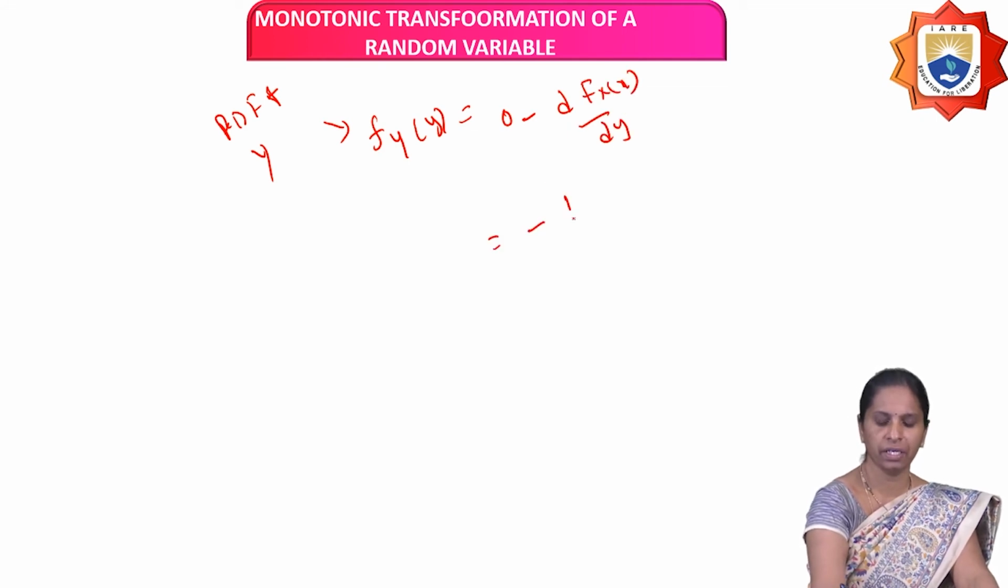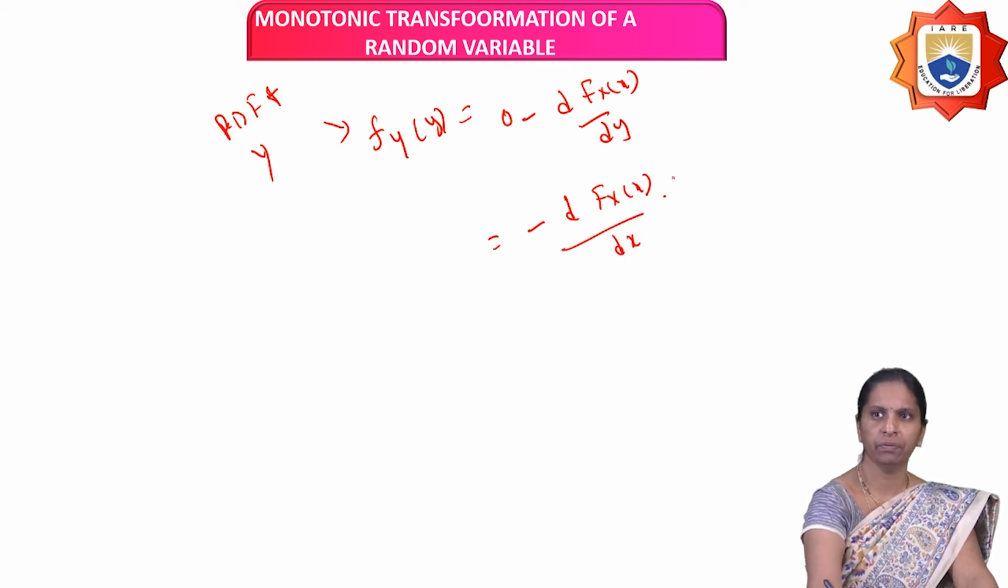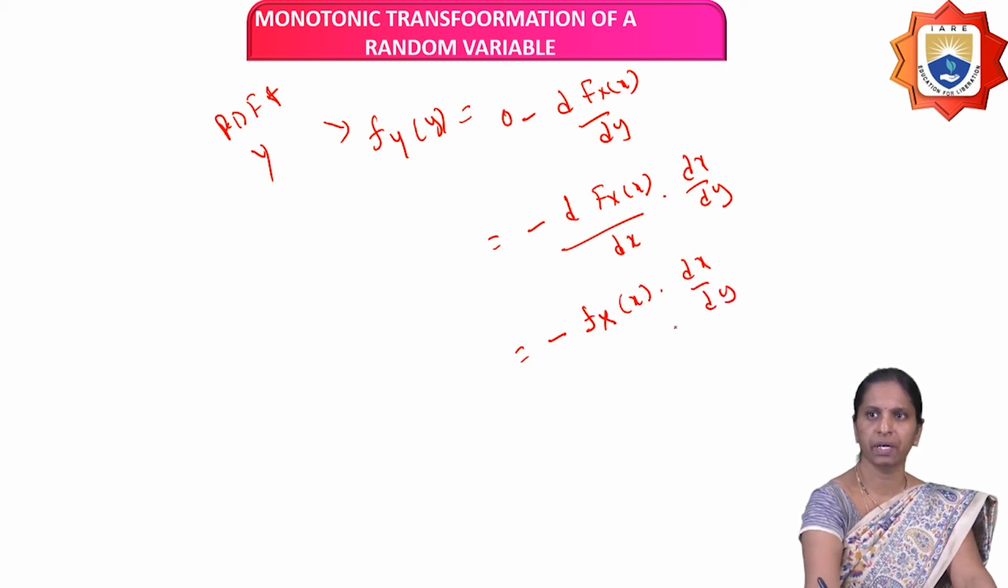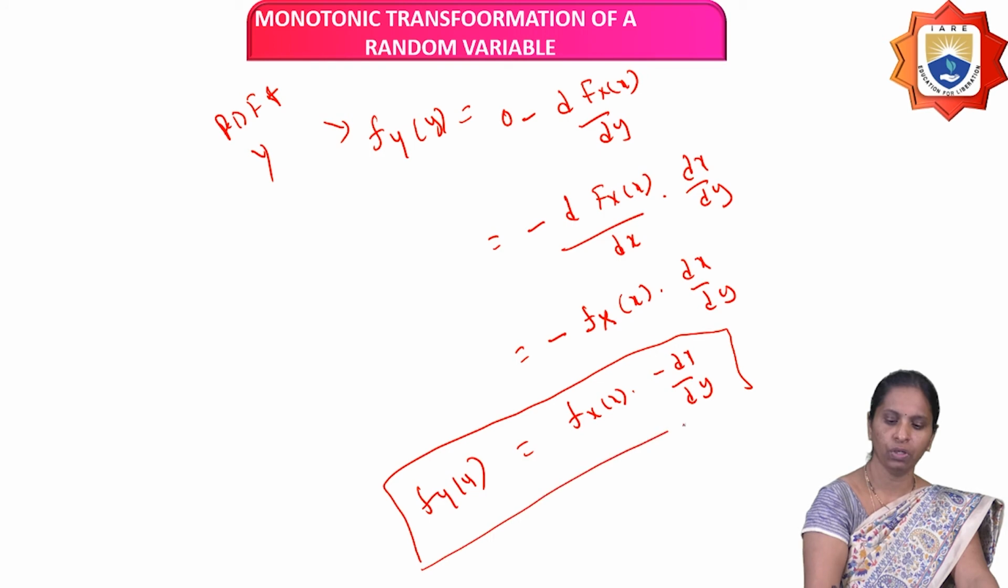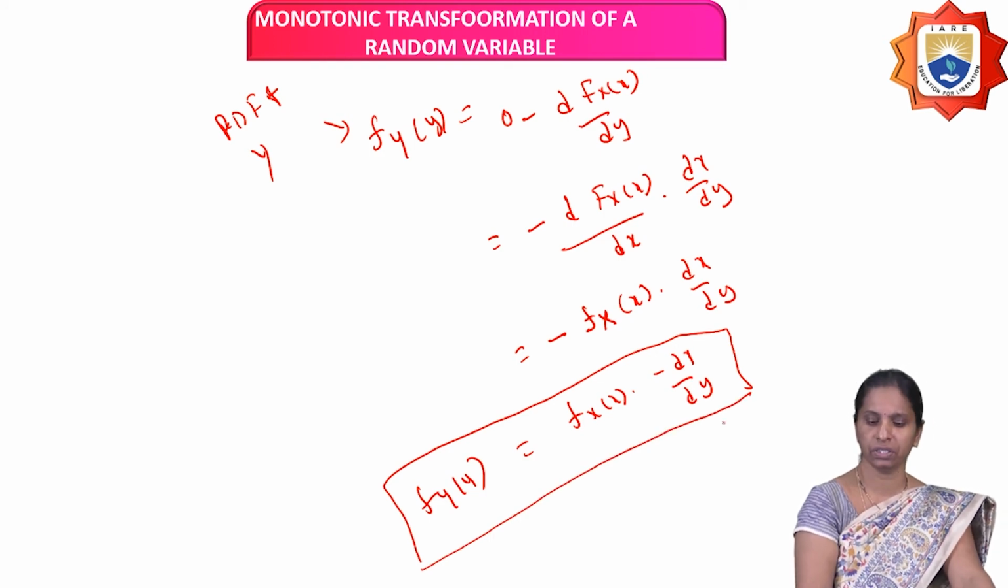That equals minus dFx of x by dx, multiplying and dividing with dx, times dx by dy. What is the differentiation of the distribution function of the random variable X? It gives the density function of the random variable X. So minus fx of x into dx by dy, that equals fx of x into minus dx by dy. Therefore, this is the formula of the density function for a monotonically decreasing transformation.